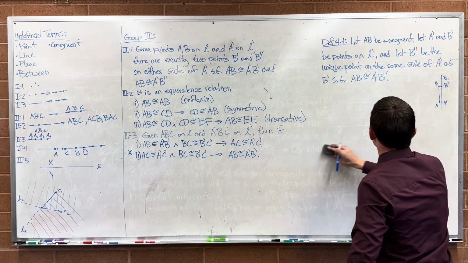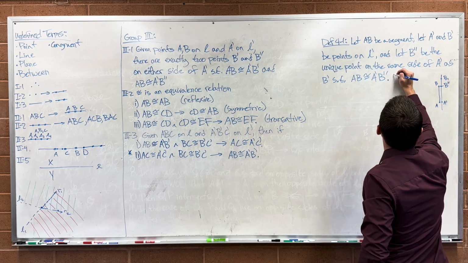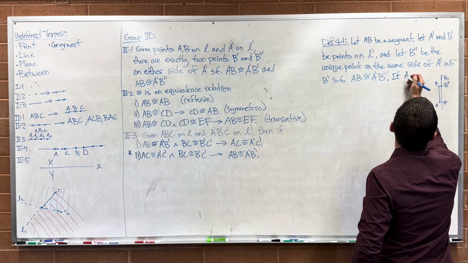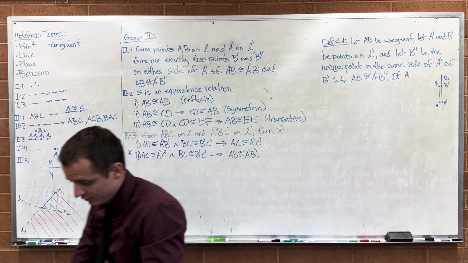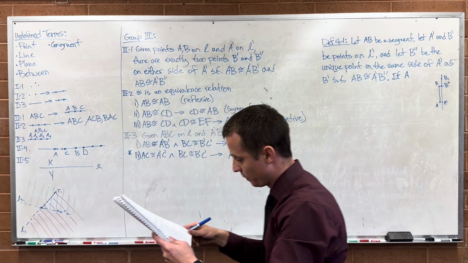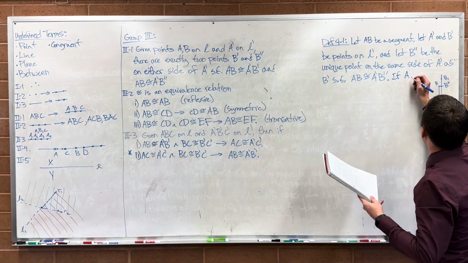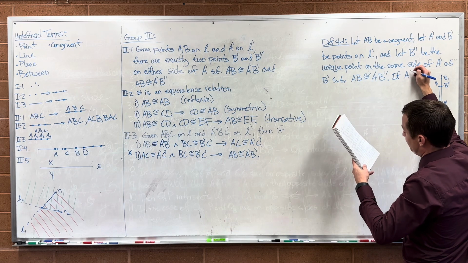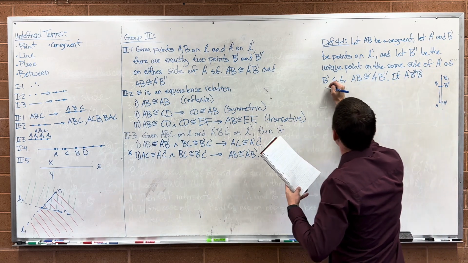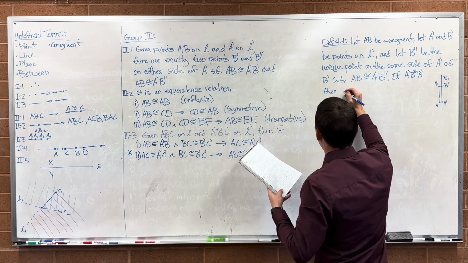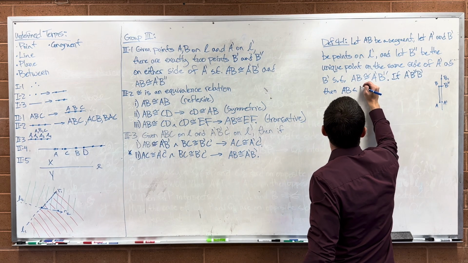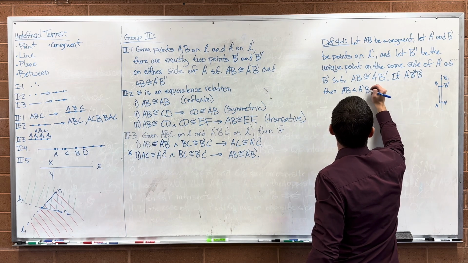Maybe just having it to the side there is enough. Let me try to make sure I don't skip any language here. So, if we have A prime, B double prime, B prime, then I have AB is less than A prime, B prime.